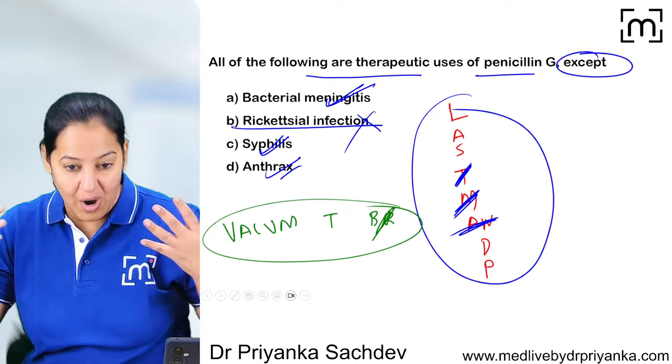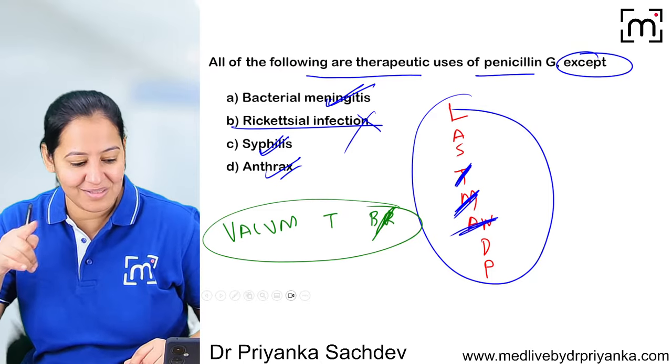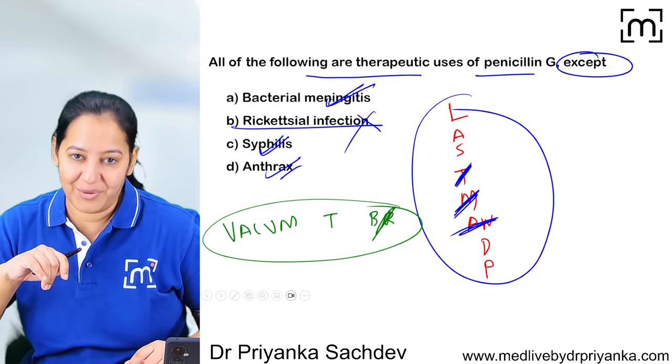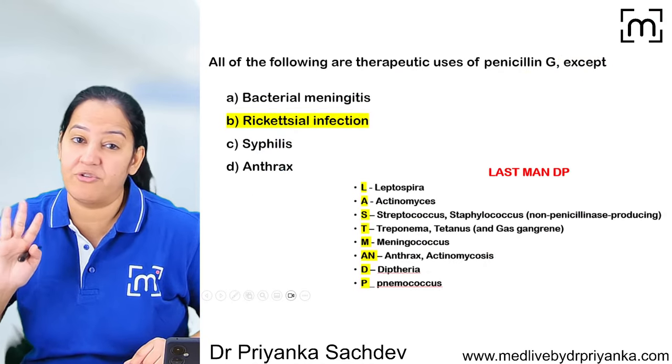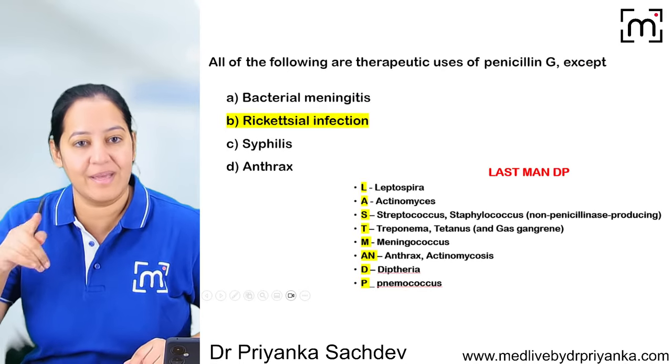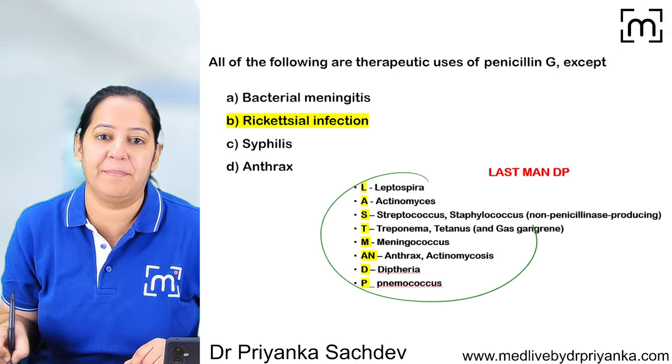So I am telling you just how to intercorrelate the things. For rickettsia, the drug of choice is doxycycline, which is one of the tetracyclines. But here it is not coming. You should know the drug of choice, so that will be with the help of mnemonics only. So the correct answer here is B. You can see the other three are coming in this mnemonic, Last man DP, I told you the mnemonic.